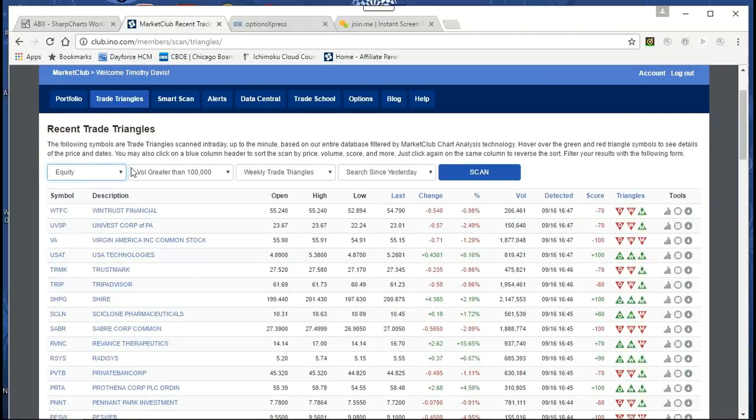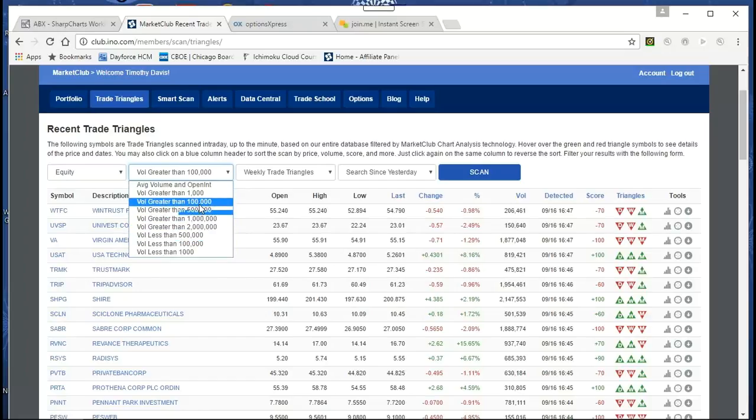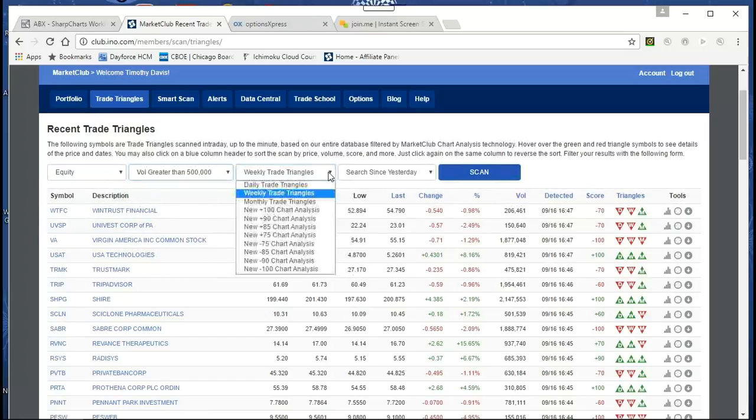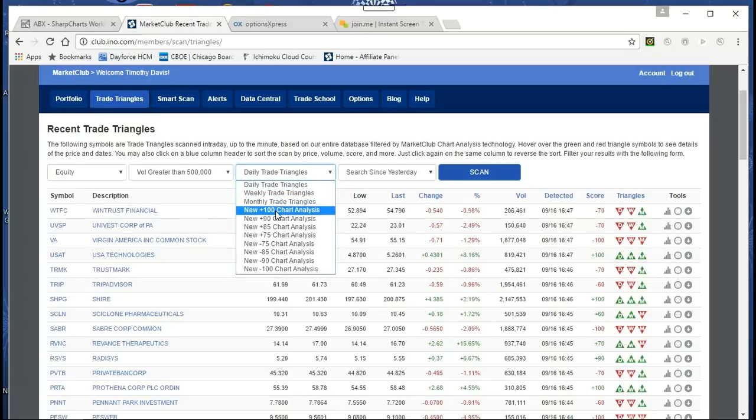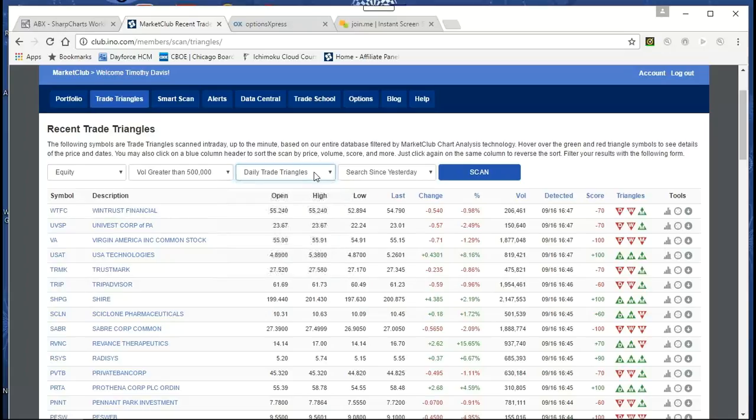If you leave equities in there, this next box shows you average volume and open interest: volume greater than 1,000, volume greater than 100,000, and so on and so forth. I normally leave mine at 100,000 or 500,000. This next box shows you a scan that you can do. If you want to look for daily trade triangles, you can click daily trade triangles. If you want to look for weekly trade triangles, you can click that. Monthly trade triangles, new 100% plus a positive 100% chart analysis, which is the trend strength. You can search that. I'm going to leave it on daily for right now.